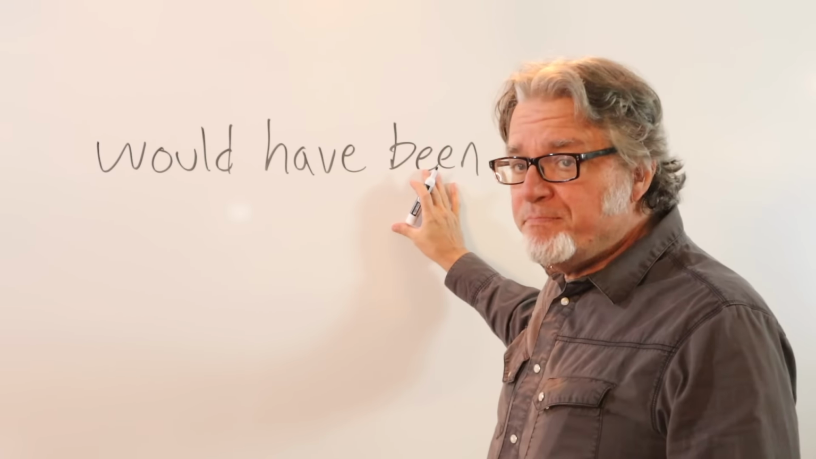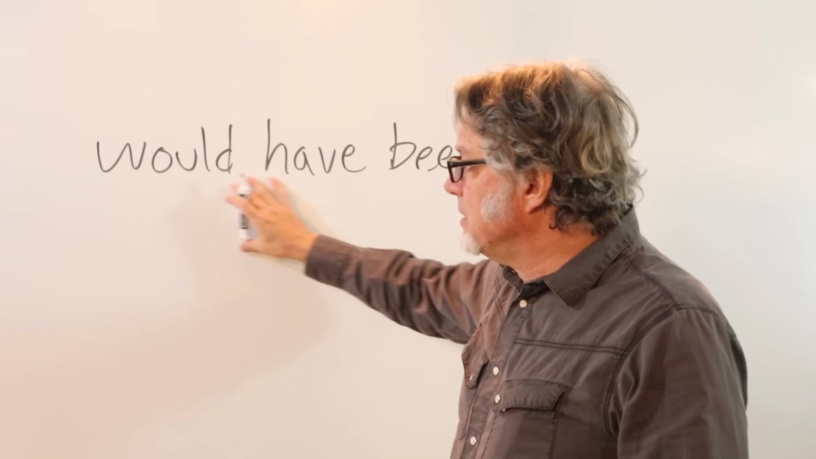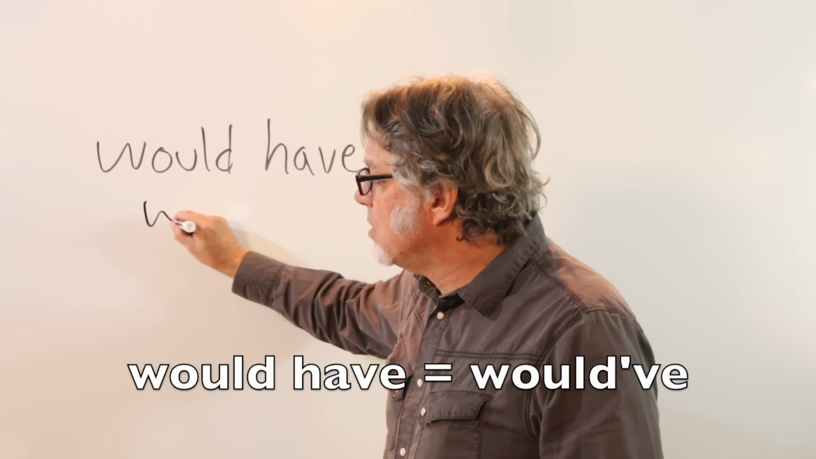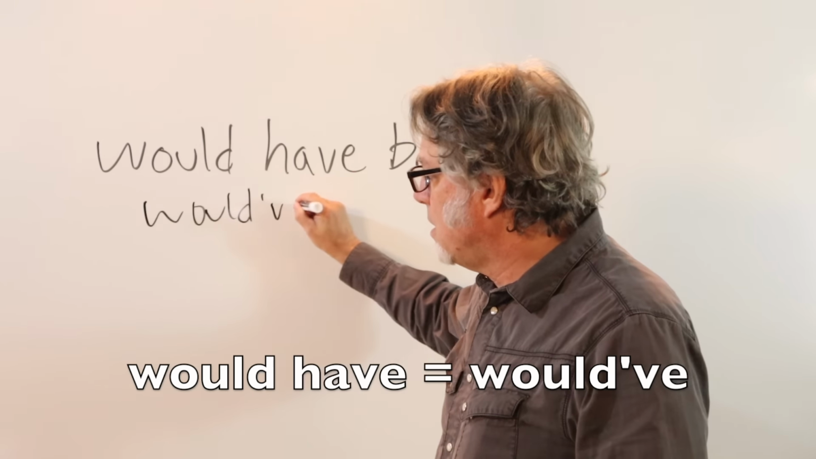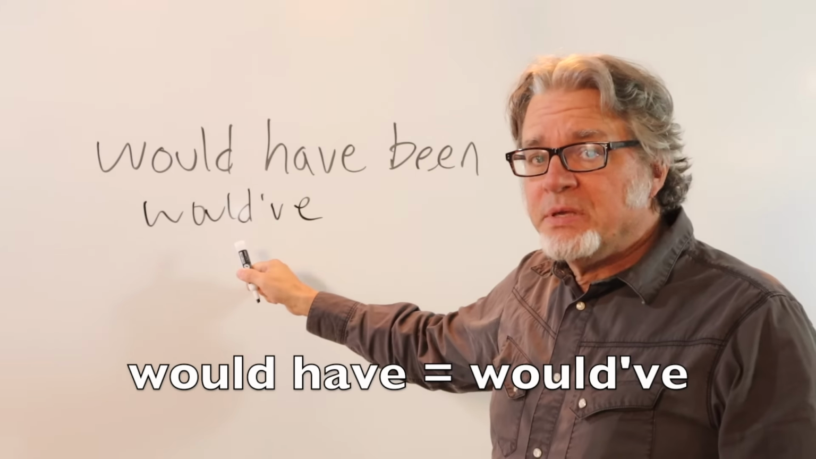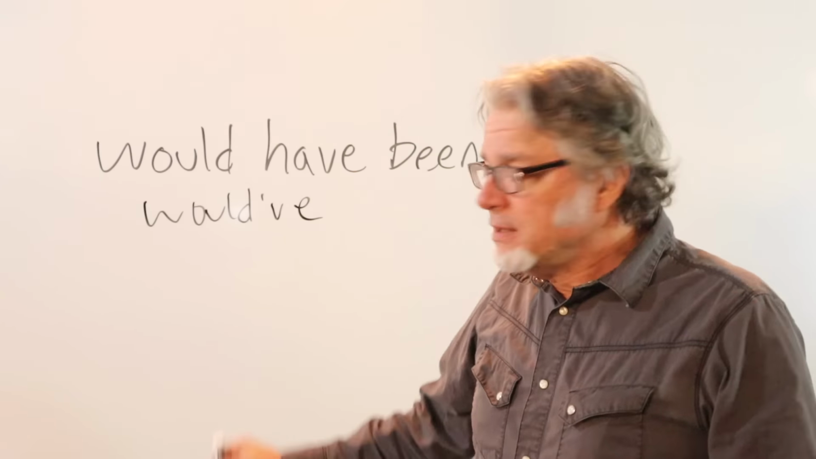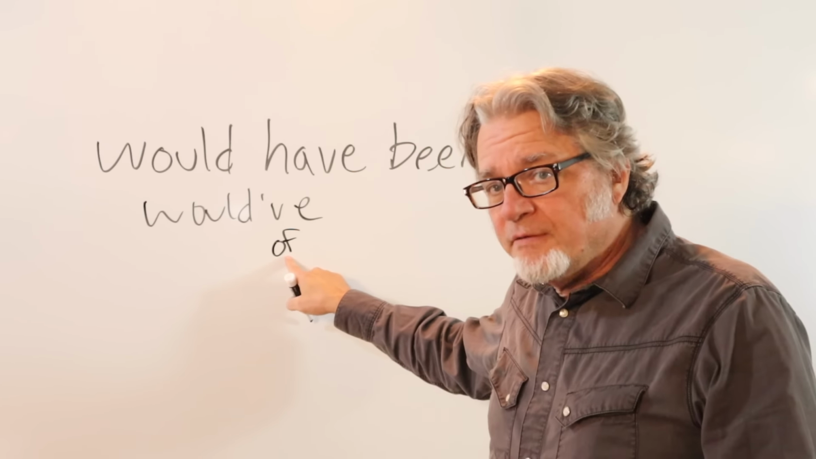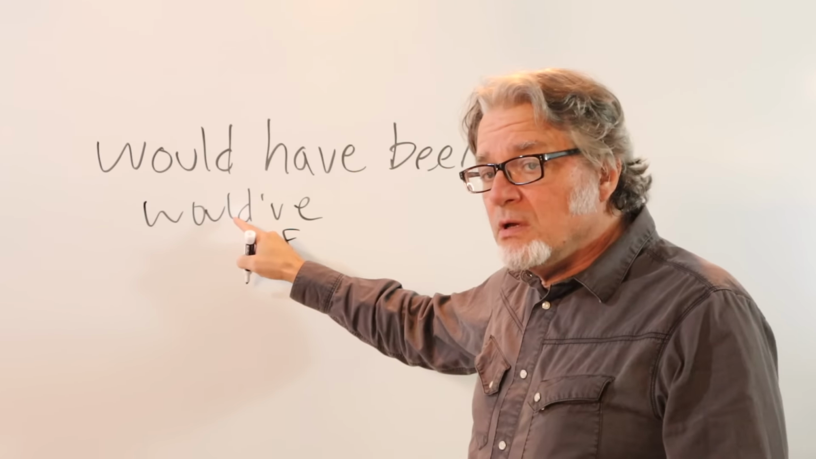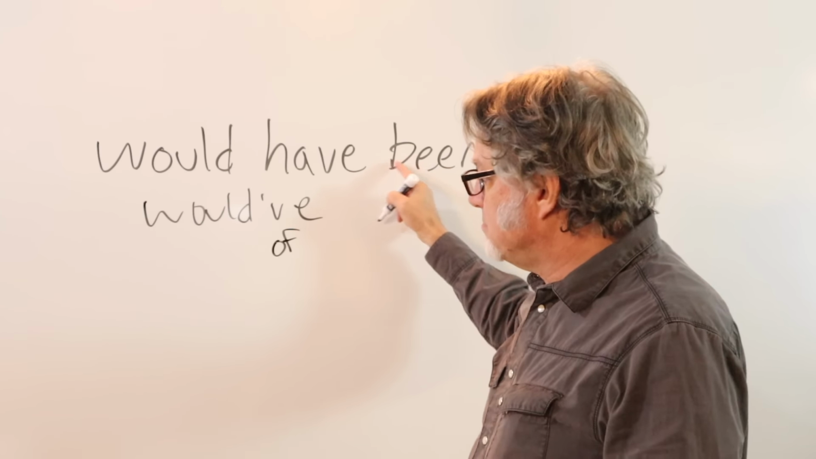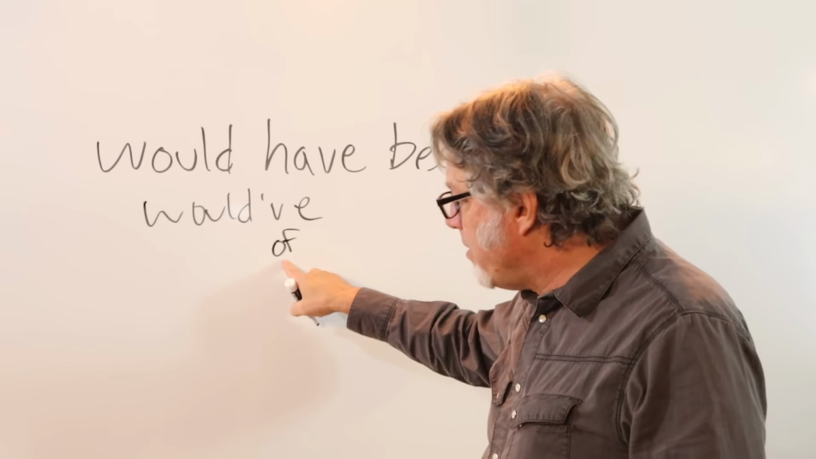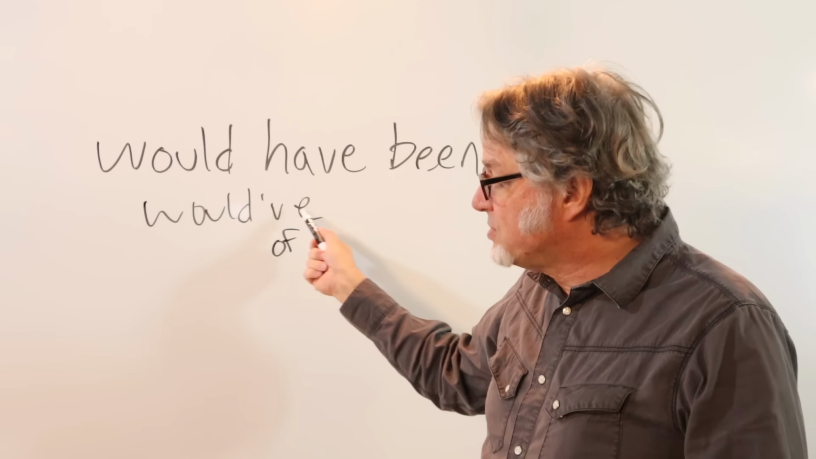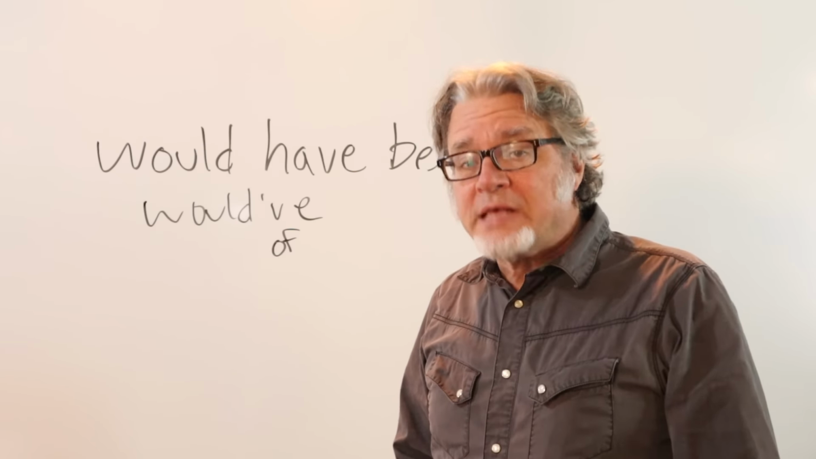Would have been. Often these two words are contracted to would've. Would have becomes would've. This sounds a little bit like of. In fact, sometimes people will spell would have been with would of been, which is not correct. But that's what this contraction sounds like.